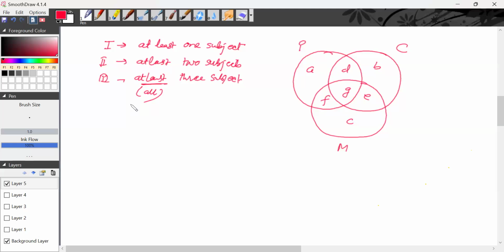Okay. Now tell me, in terms of A, B, C, D, etc., what should be the value of 1? It is the sum of the entire thing: A plus B plus C plus D plus E plus F plus G. Tell me, does anyone have a doubt in this? Everyone agrees? Okay. What about this?